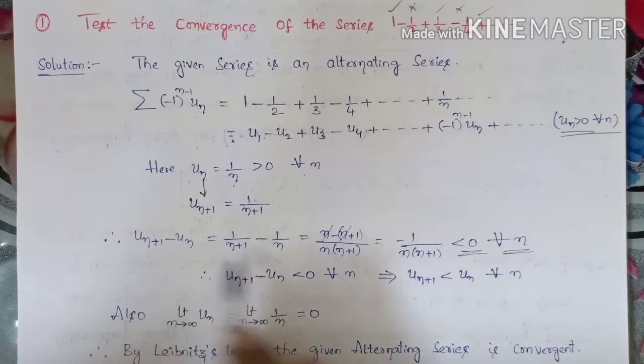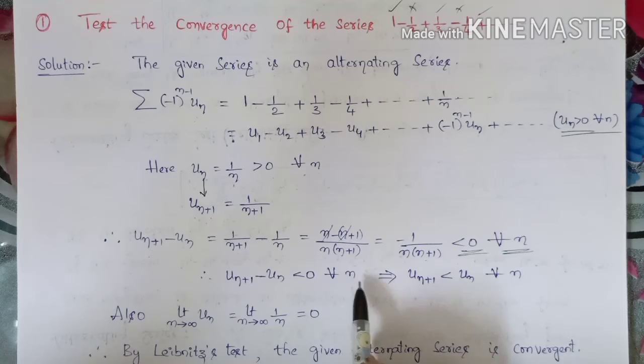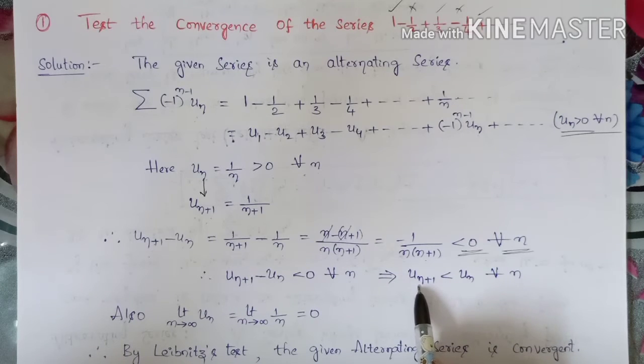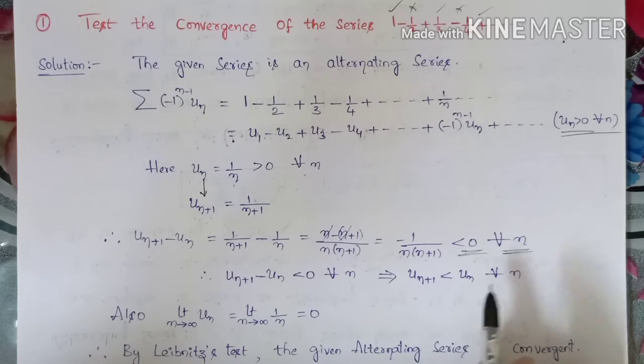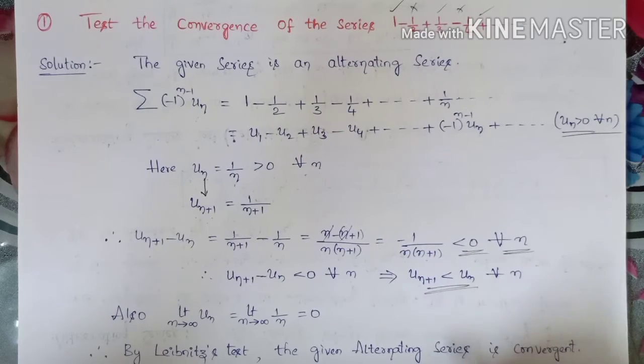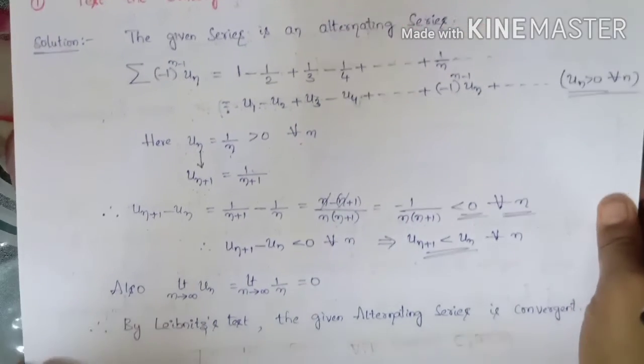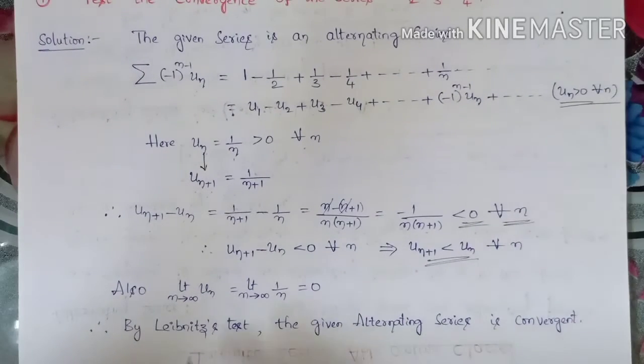u(n+1) minus u(n) is less than 0 for all n. That implies u(n+1) is less than u(n), that is each term is numerically less than its preceding term, that is it is monotonically decreasing. That is one condition.